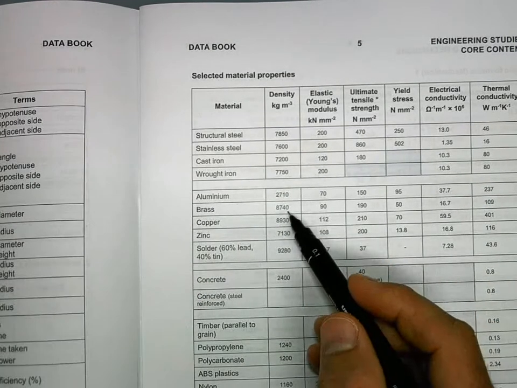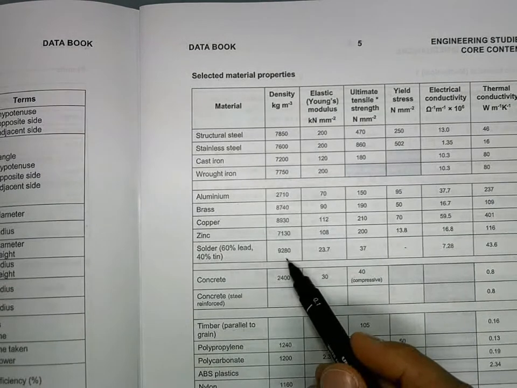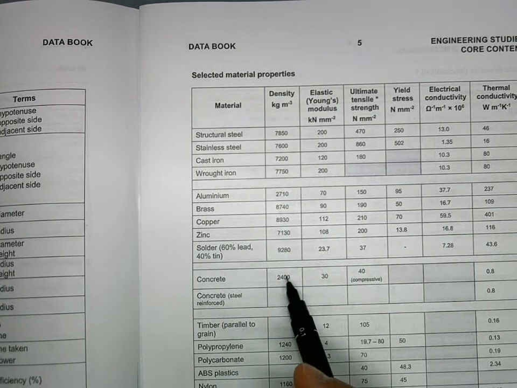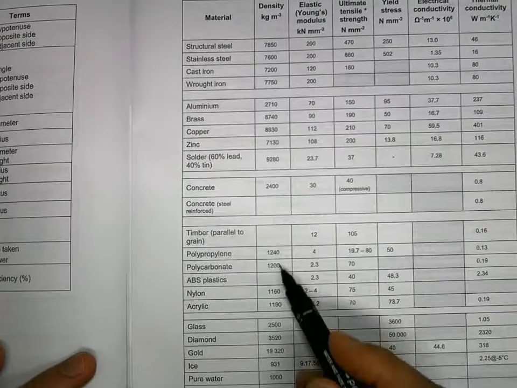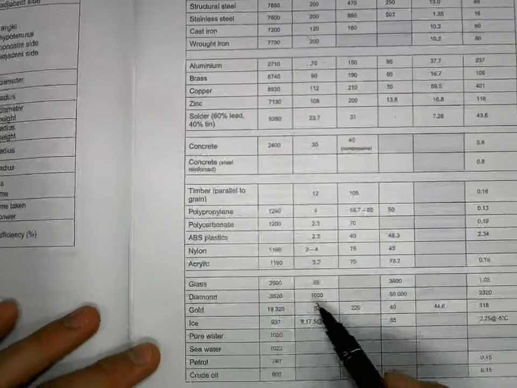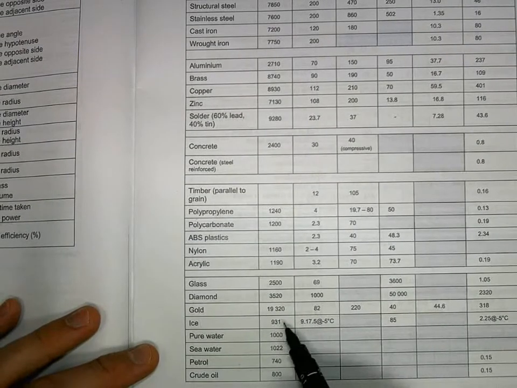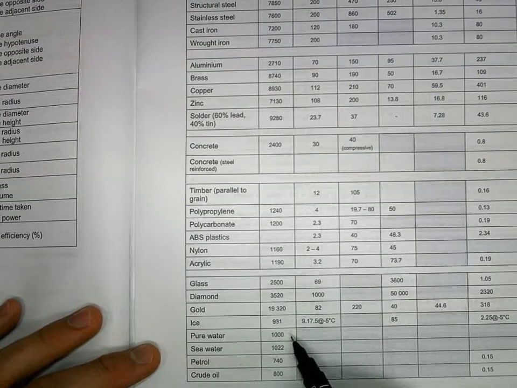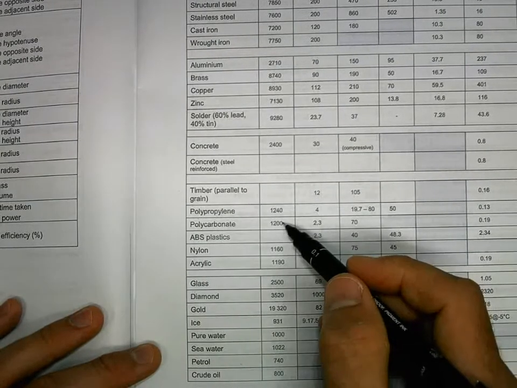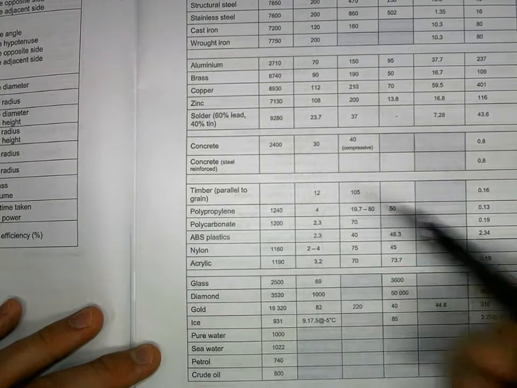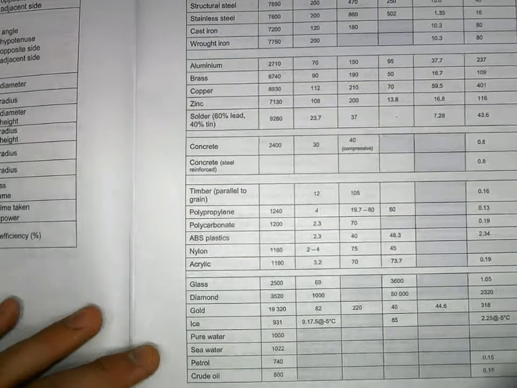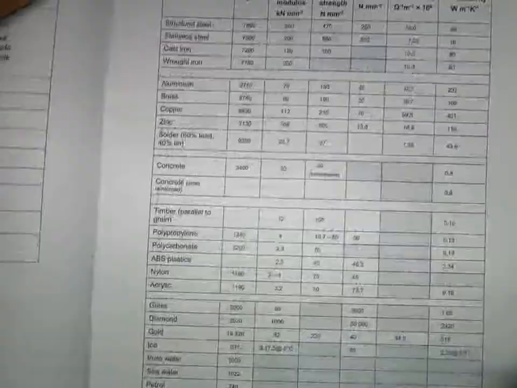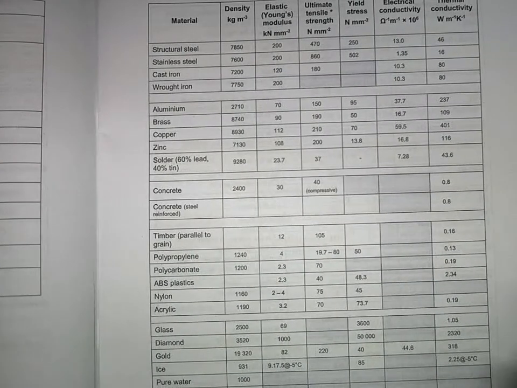Brass is very heavy. Solder is very heavy. Concrete's very light. You go down to plastics, plastics are very light, all the way down to, it's quite surprising, water, 1,000 kilograms per cubic meter. So water is actually lighter than plastic. That's quite interesting.